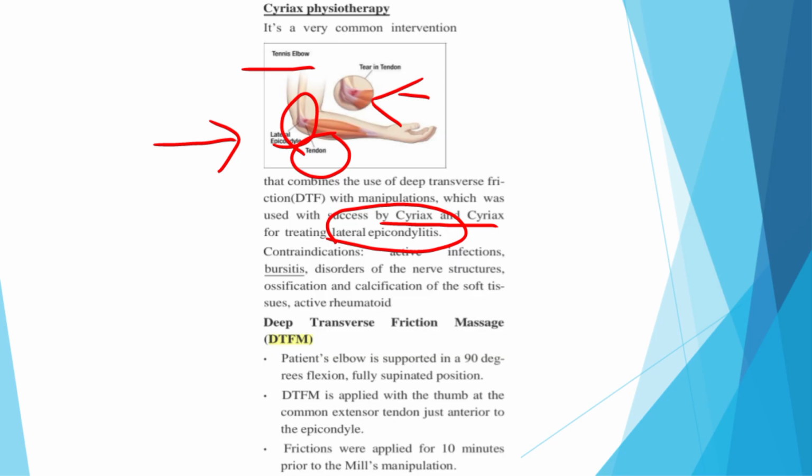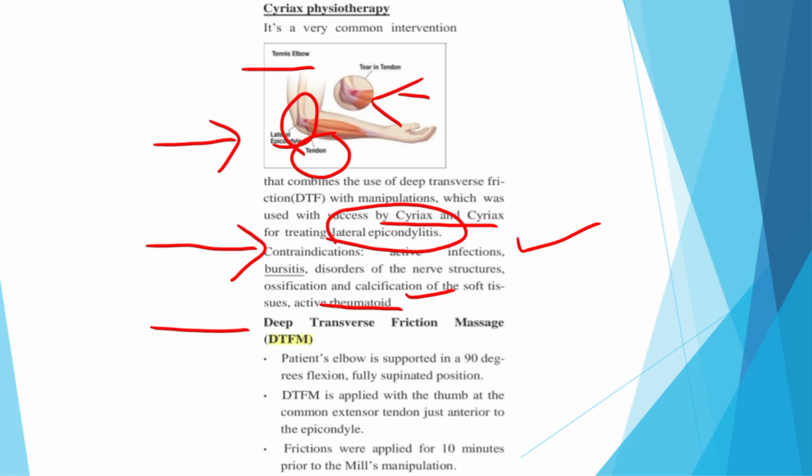Contraindications of this technique, the Cyriax technique, are active infection, bursitis, if there is inflammation in the bursa, disorders of the nerve structures, ossification and calcification of the soft tissues, and any acute rheumatoid arthritis or any inflammation of the joints. In these conditions, you cannot go for Cyriax physiotherapy.